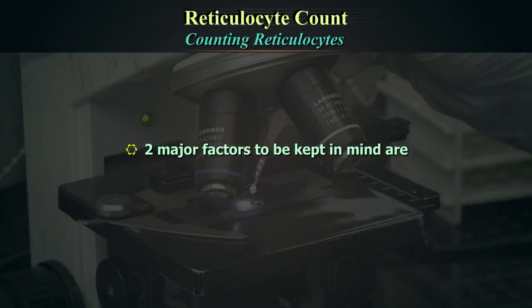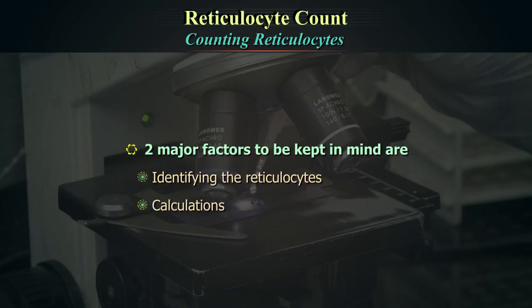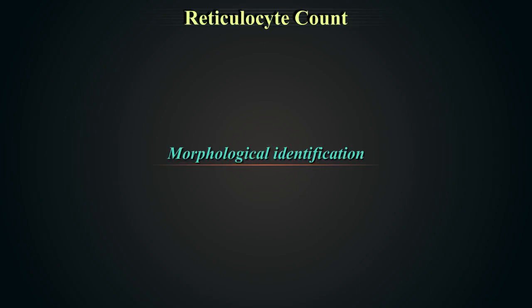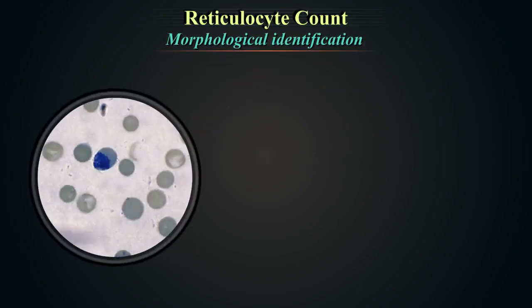Two major factors to be kept in mind are identifying the reticulocytes and calculations. Both will be discussed here. Morphological identification. Now let us look at some microphotographs. Identify the reticulocytes in these fields. How many stages of maturation can you see?